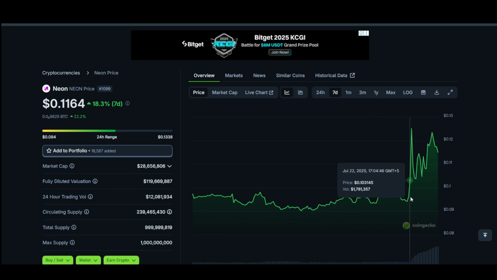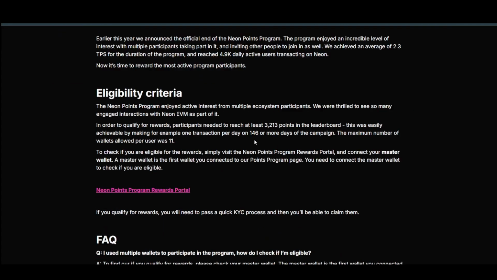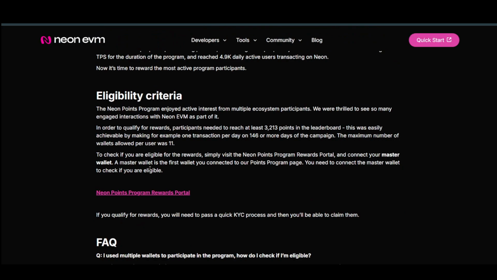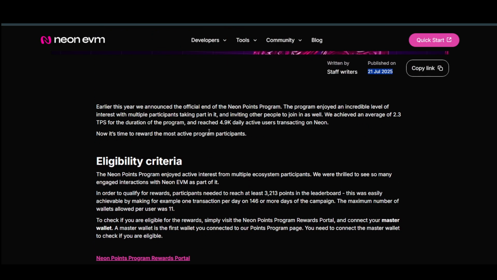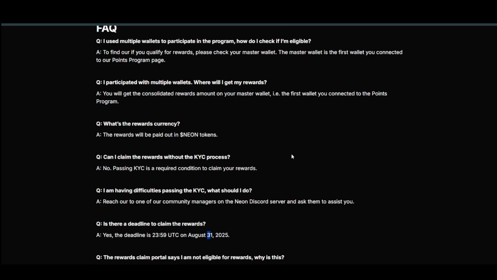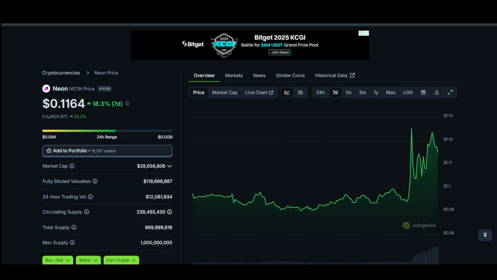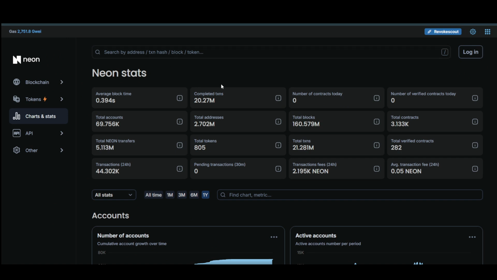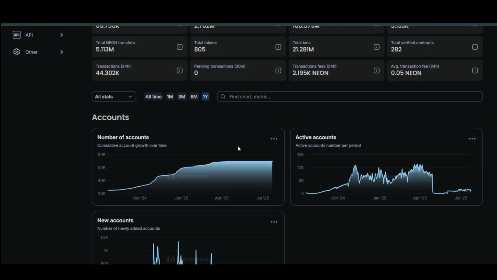It's up from 9.6 cent to as high as 12 cent. Now it will continue till, I guess, let me check the last date here. August 31st. So still there is a lot of time. I think the user interaction on Neon will increase, so that may actually benefit the Neon token for like 1 month. Now if we talk about the usage of Neon, this is how it looks.